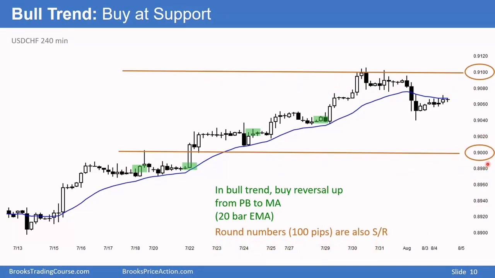Big round number, 0.9000. Big round number, 0.9100. The market gets vacuumed up to the big round number, and bulls take profits, bears sell for a scalp. It broke above it and pulled back to it, then reversed up. So what was resistance is now support. Next big round number up here, 0.9100. Bulls take profits, bears sell. They sold again. We got a couple legs down.